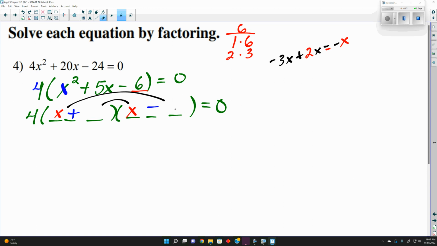So we can do 1 and 6. Do 6 and 1. X times negative 1 is negative x. 6 times x is going to be positive 6x, which does indeed give us a positive 5x. So these are the factors that we want. Okay, any questions on this so far before we move on to the next part?